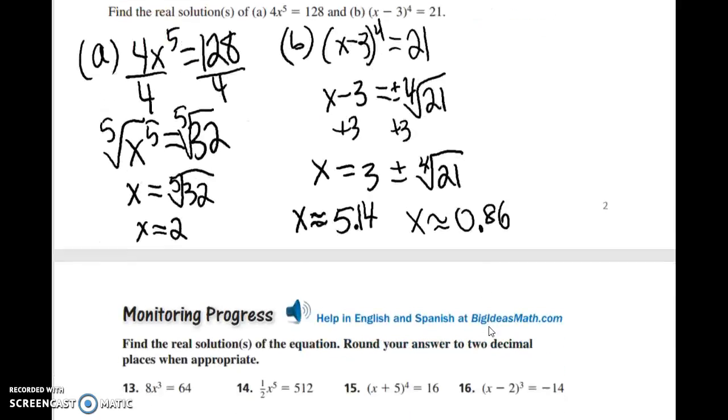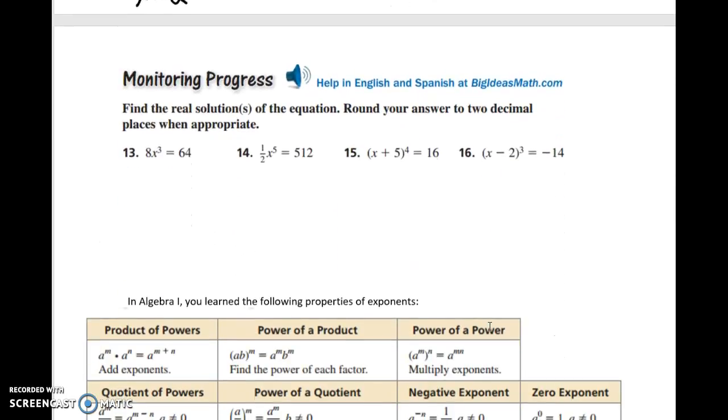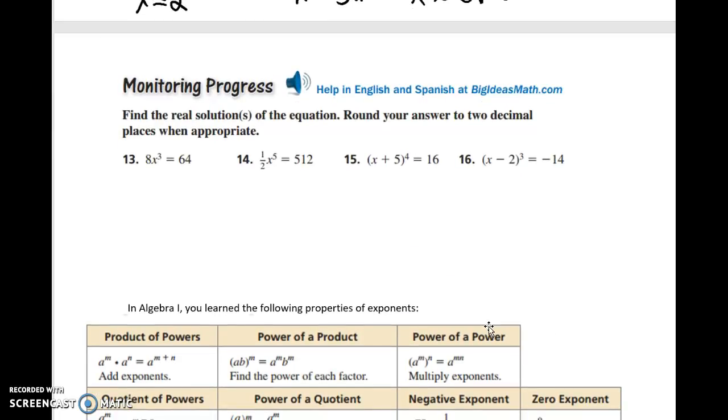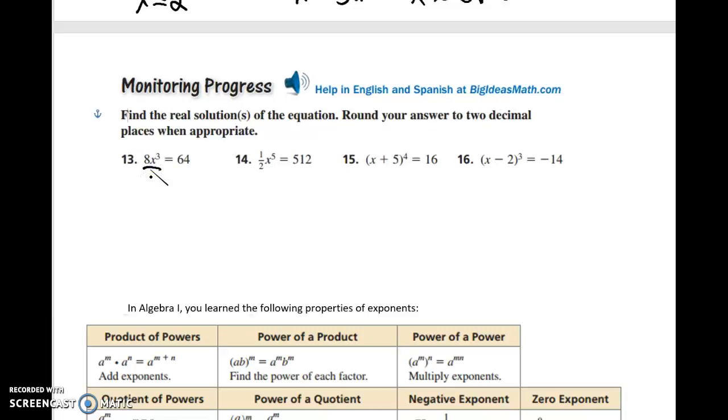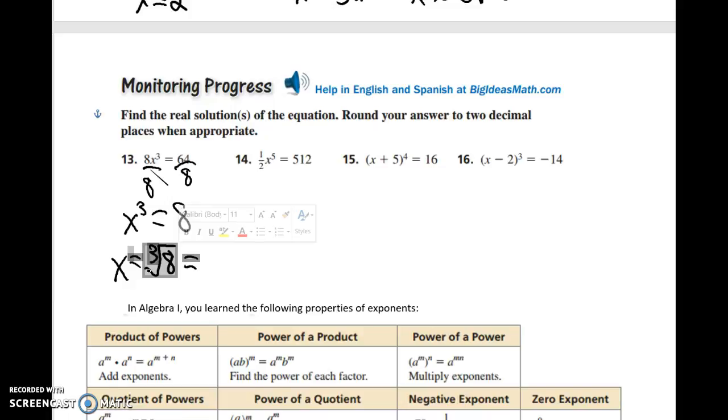Now let's take a look at the monitoring progress, numbers 13 and 15, and we'll do 14 and 16 in class tomorrow. So for number 13, we want to start off by dividing both sides by 8. Because remember, we want the algebraic expression, which here is x, by itself. So we'll get x to the 3rd equals 8. And then when we take the cube root of that, we're going to get 2. So that's our answer. X equals 2.